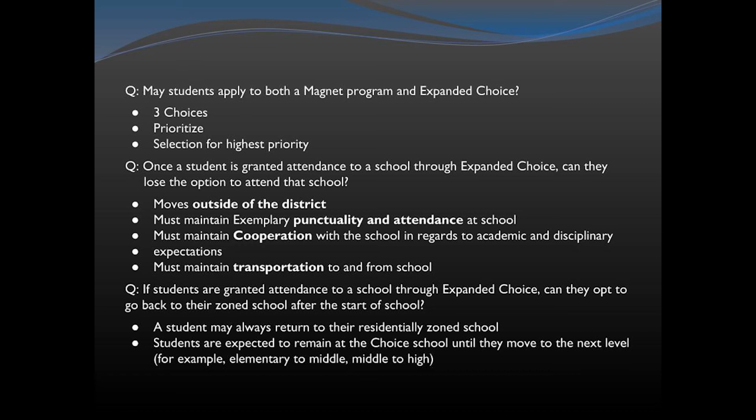Once a student is granted attendance to a school through expanded choice, can they lose the option to attend that school? You can lose an option to attend the school. If you move outside of the district, you cannot attend a Richland 2 school. Each school can revoke a transfer if there becomes a problem with exemplary punctuality and attendance, if there's a failure to cooperate with the school's administration, or if transportation cannot be provided to and from the school, because that would be a requirement.